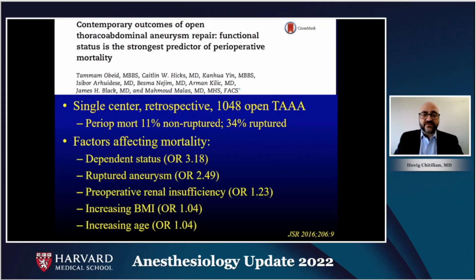And what they identified were factors that affect the mortality. The largest effect was based on the patient's ability to carry out activities of daily living. So complete dependent status conferred a three times increased risk of mortality. Other risk factors included ruptured status of the aneurysm, the presence of perioperative renal insufficiency, and there's increasing risk with increasing BMI and increasing age of the patient.